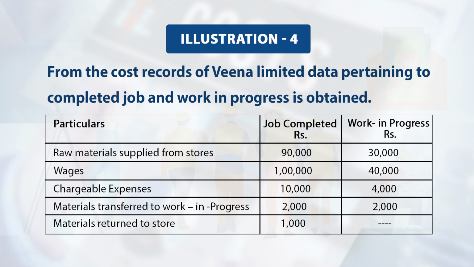Raw materials supplied from the stores for completed work is 90,000 and for work in progress it is 30,000. Wages for completed job rupees 1 lakh and work in progress rupees 40,000. Chargeable expenses likewise 10,000 and 4,000. Material transferred to work in progress for completed job is 2000 and for work in progress is 2000. Material returned to store for completed job is 1000, for work in progress is dash.